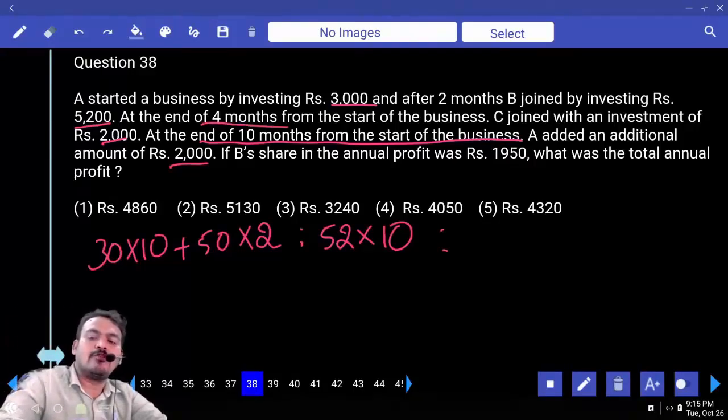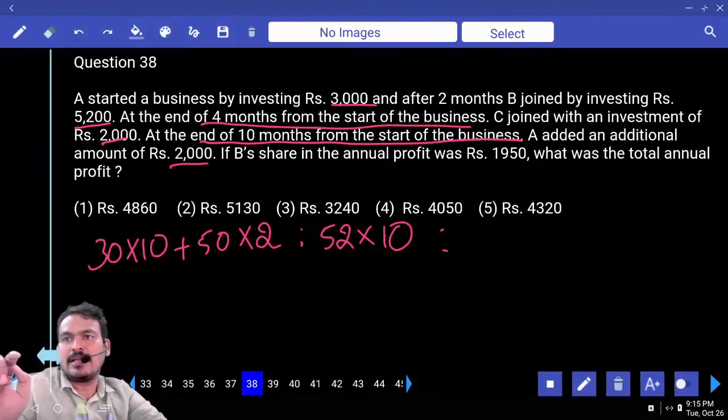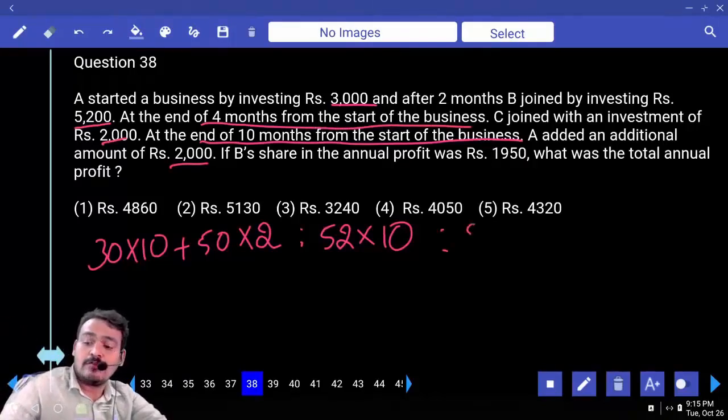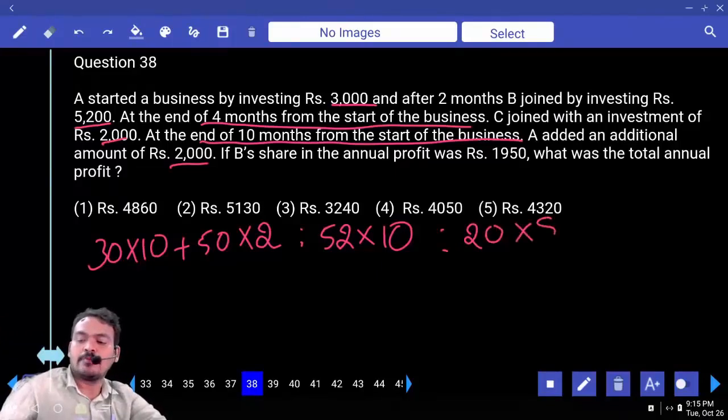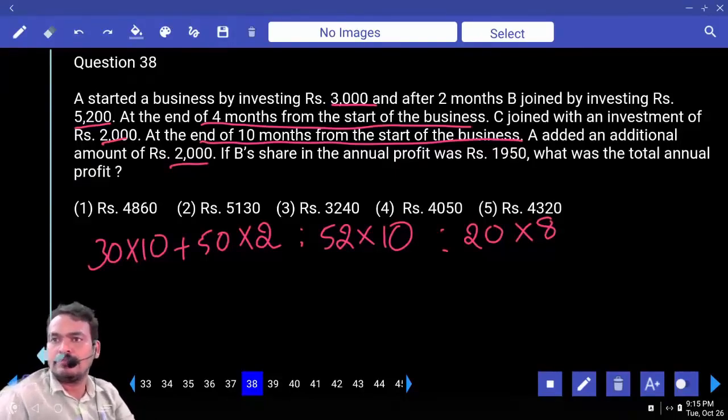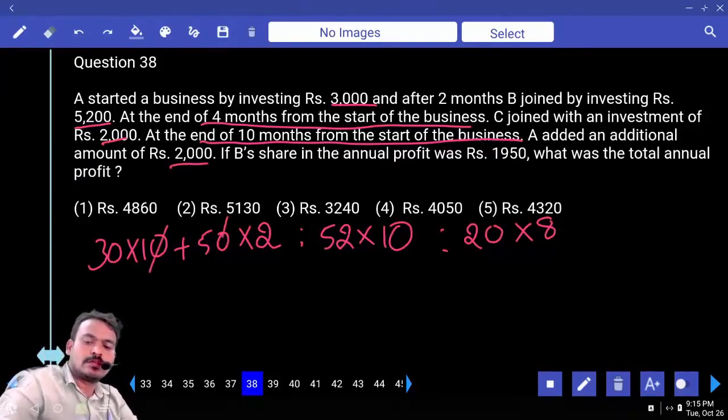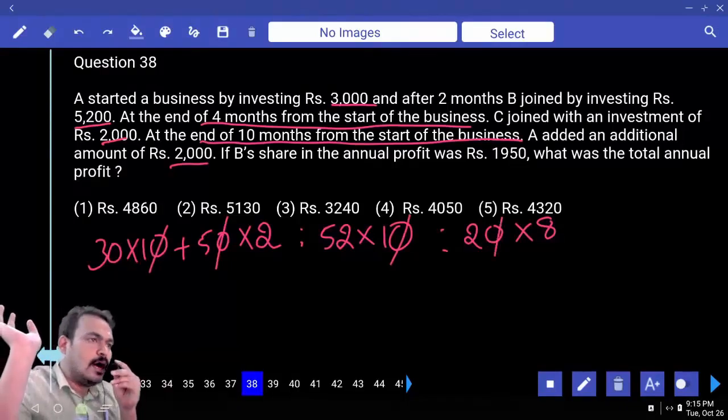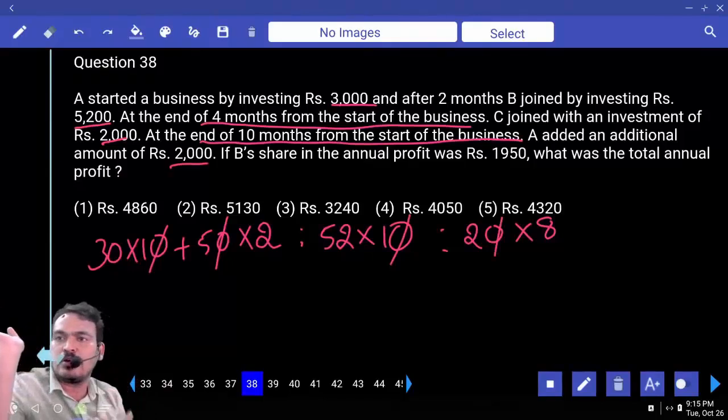At the end of the 4 months from the start of the business, nothing but his capital is used for the remaining 8 months. What is the investment of the third person? 20, used for 8 months or not? Okay. In all the cases the 0s will be cancelled or not? 0, 0, 0, 0 get cancelled or not? In all the cases it will be multiples of 10 or not?